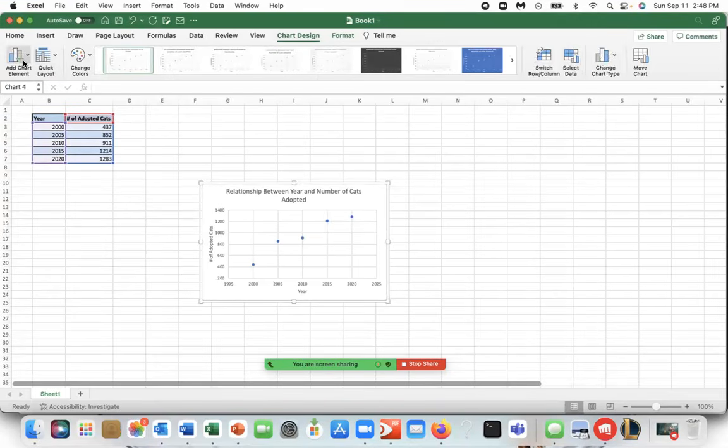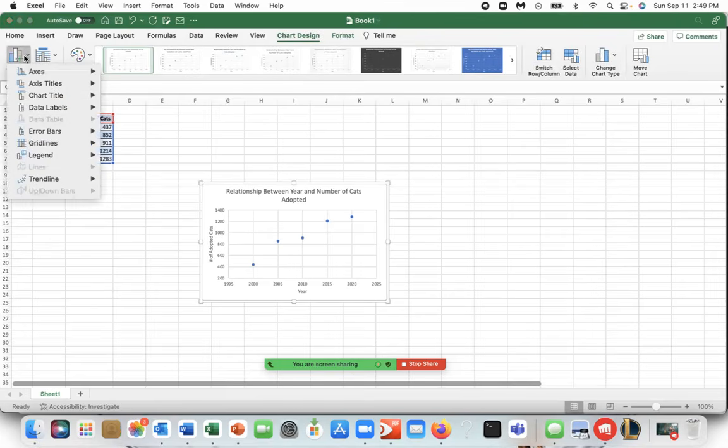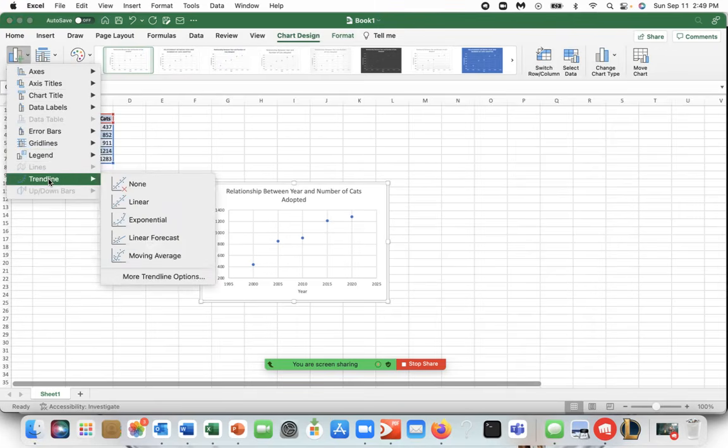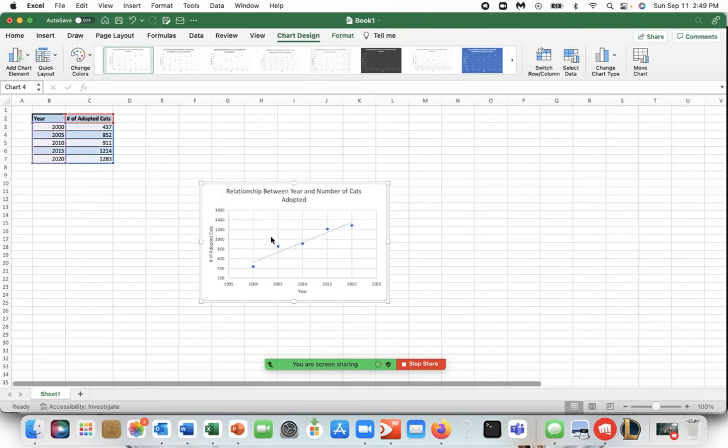And then I'm going to go back to this very familiar add chart element. This will be your friend. Most of the things that we do to add is in this add chart element. So what I want to add is a trend line. I want to see how close my data is fitting to a linear trend line. So I'm going to select that.